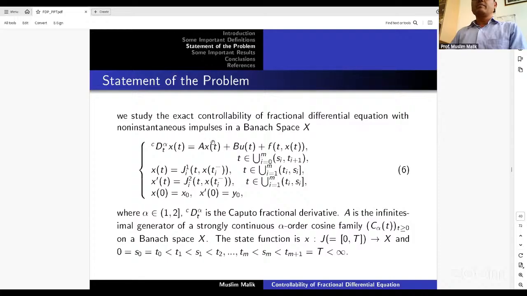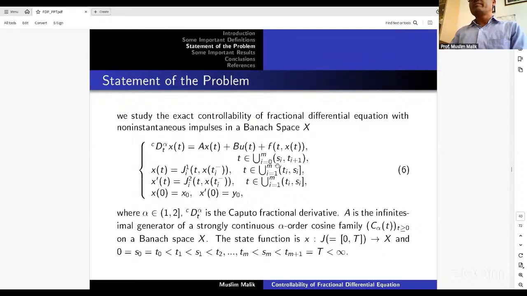Here we have a finite dimensional system with a forcing term, and A and B are matrices. Here J_i and J_i2 are impulsive functions, and these impulses are non-instantaneous. They are not instantaneous impulses, because the impulsive condition is defined on an interval.